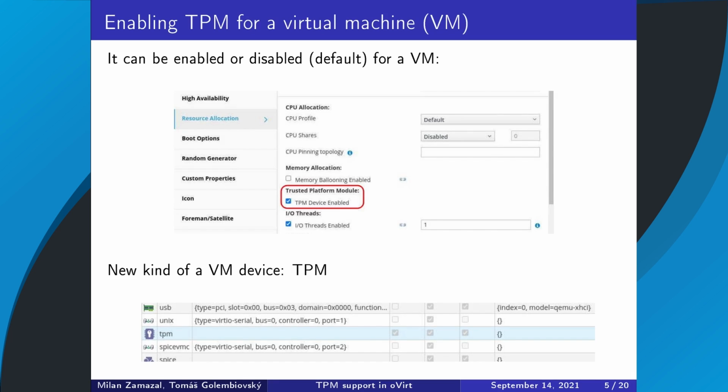TPM is disabled by default. You can enable it for a VM in the VM edit dialog in the resource allocation tab, as shown in this picture. Once the VM starts, you can see its TPM device in the device tab, among other devices.